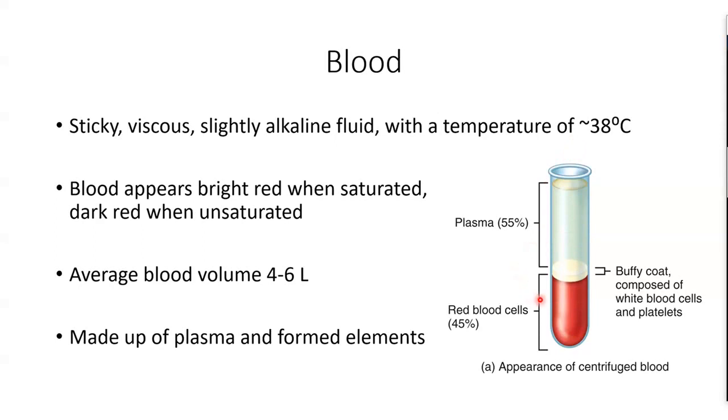As I mentioned, about 45% of our whole blood is formed elements. Normally, of this 45%, 99% will be red blood cells, with white blood cells and platelets making up less than 1%. And this is what we term the buffy coat that you see in between those two different parts.